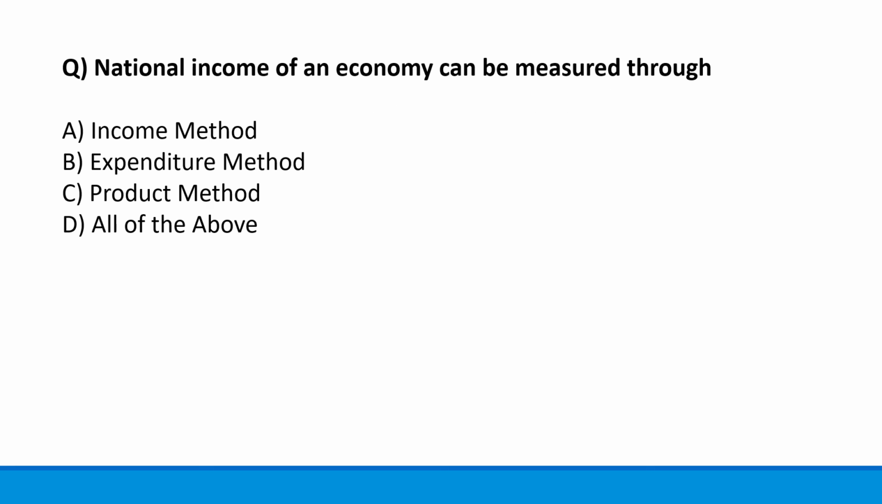National income of an economy can be measured through option A, income method, option B, expenditure method, option C, product method, and option D, all of the above. The correct answer is option D, all of the above.